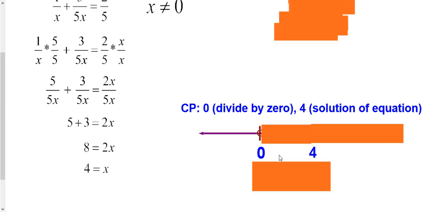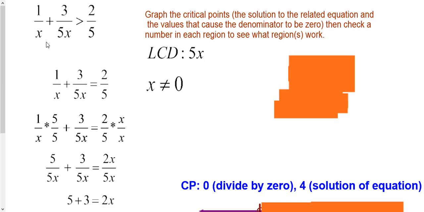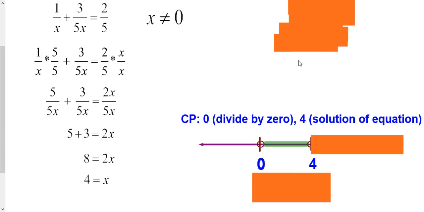You could try a number in between, like 1, because that's between 0 and 4. Plug in 1 here. 1 over 1 is 1. Plug in 1 here. You get 3/5. Is 1 plus 3/5 greater than 2/5? Well, yes, it is. So you're going to shade there because it worked.